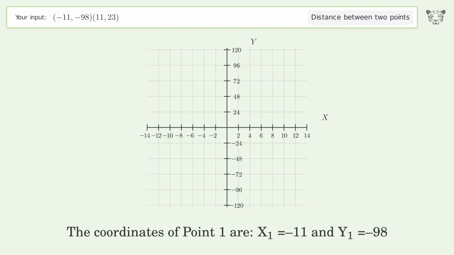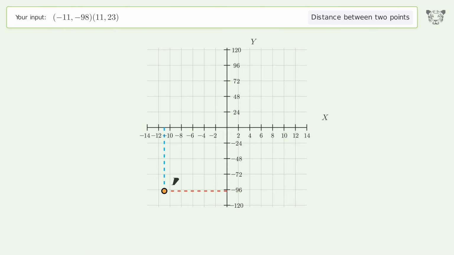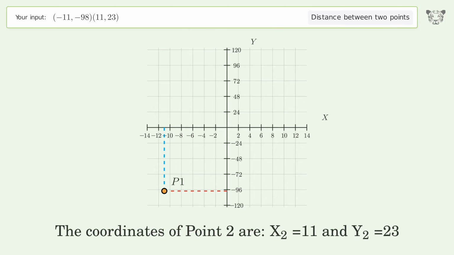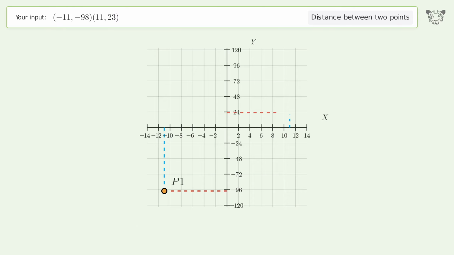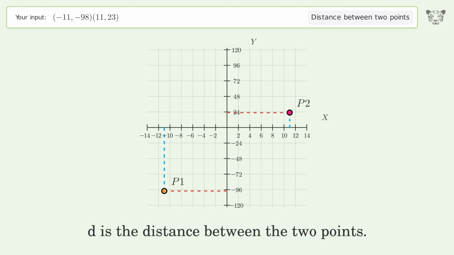The coordinates of point 1 are x1 equals -11 and y1 equals -98. The coordinates of point 2 are x2 equals 11 and y2 equals 23. D is the distance between the 2 points.